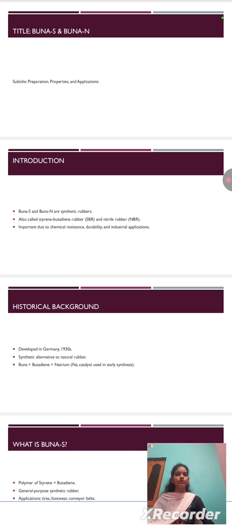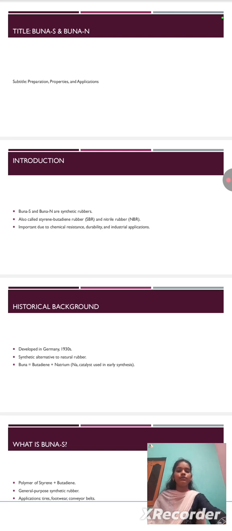And next we have to know what is Buna-S. Polymer of styrene plus butadiene, a general purpose synthetic rubber. Applications: tyres, footwear, conveyor belts. And what is Buna-N? Polymer of butadiene plus acrylonitrile, an oil and fuel resistant synthetic rubber. Applications: fuel hoses, gaskets and O-rings.